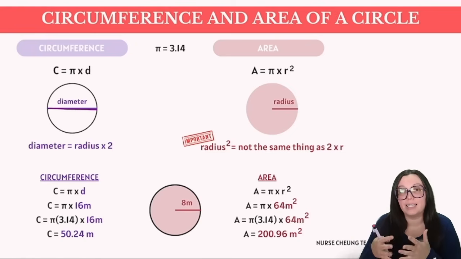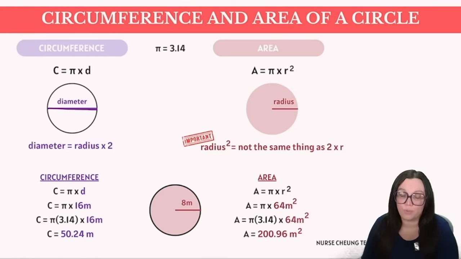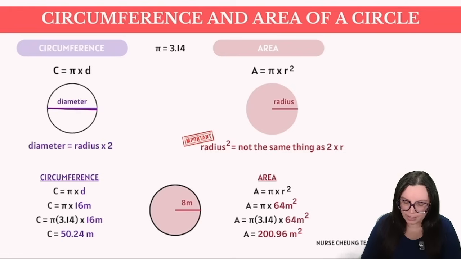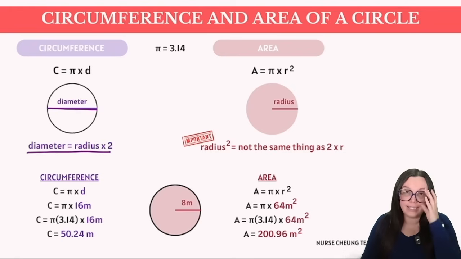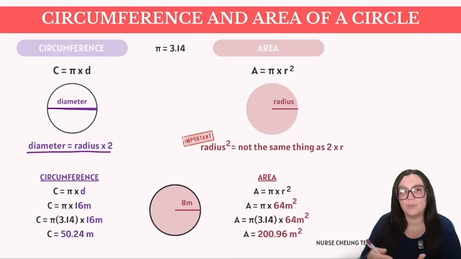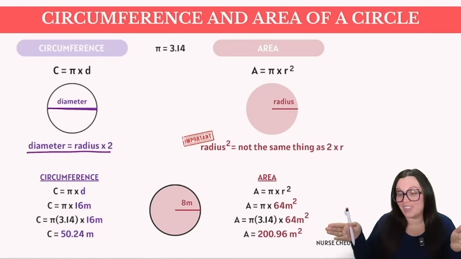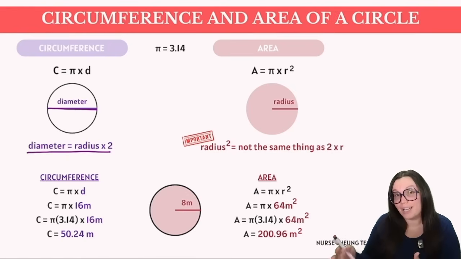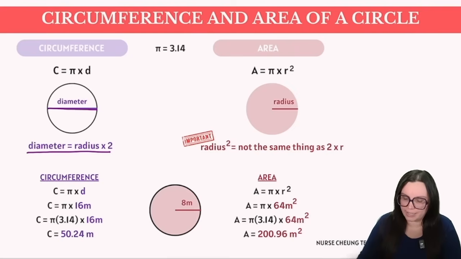Sometimes the TEAS is going to give you questions that only give you the radius. In order for us to figure out the diameter based on the radius, we're going to take the radius and multiply it by 2, because 2 times the radius gives us the full length of our diameter. When we're talking about area, we're going to do something a little bit different with our radius. We're going to actually square our radius.